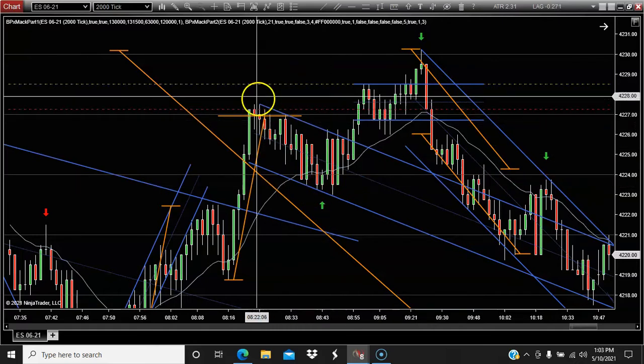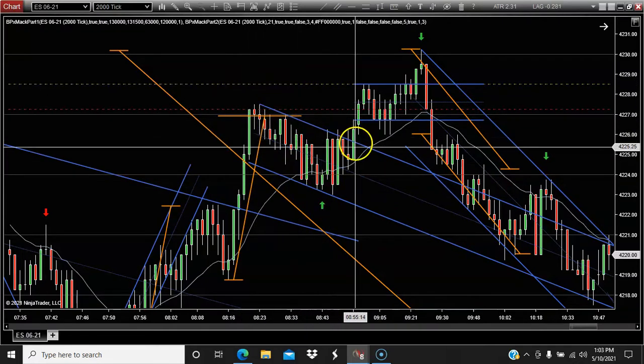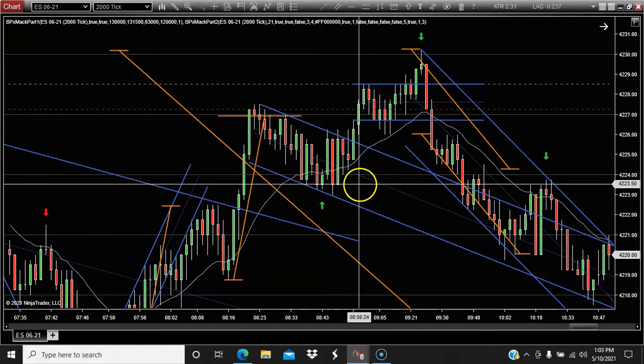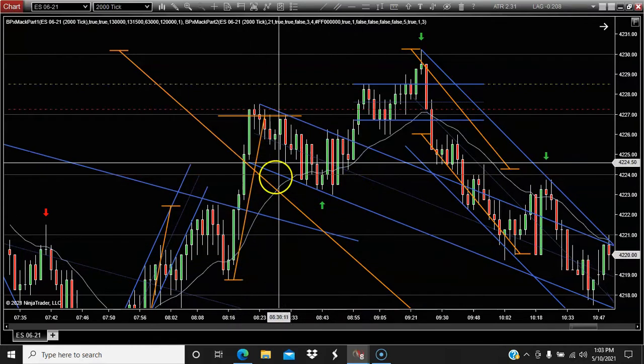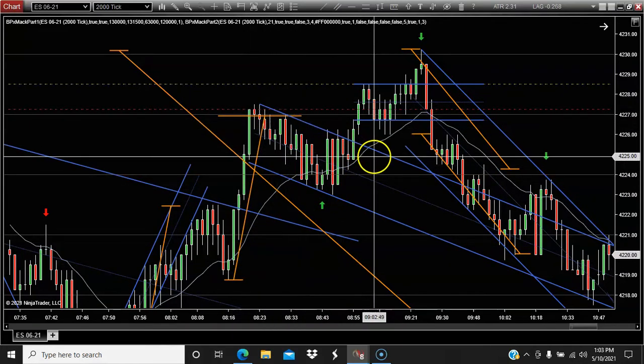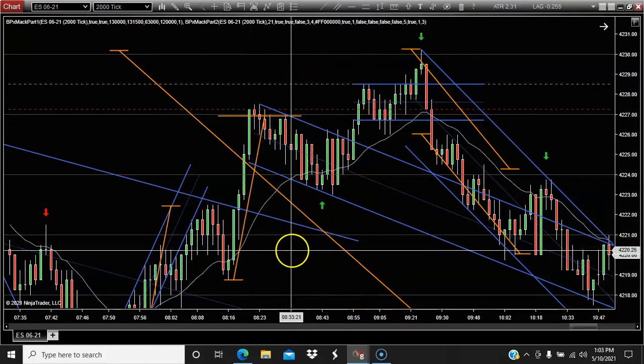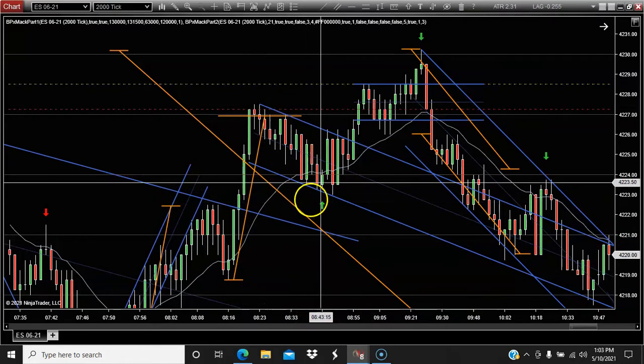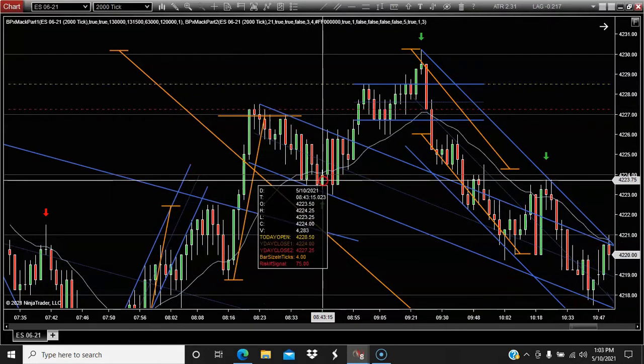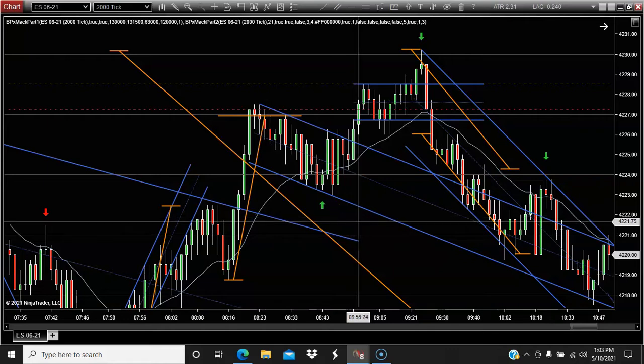So this is a second entry long, first entry, second entry. It is aggressive because look, we have all this congestion and it looks like it's a channel down. However, we had this huge leg up. That's why I like that. And I think it was like 5 ticks, 4 ticks. So that's why I like that.